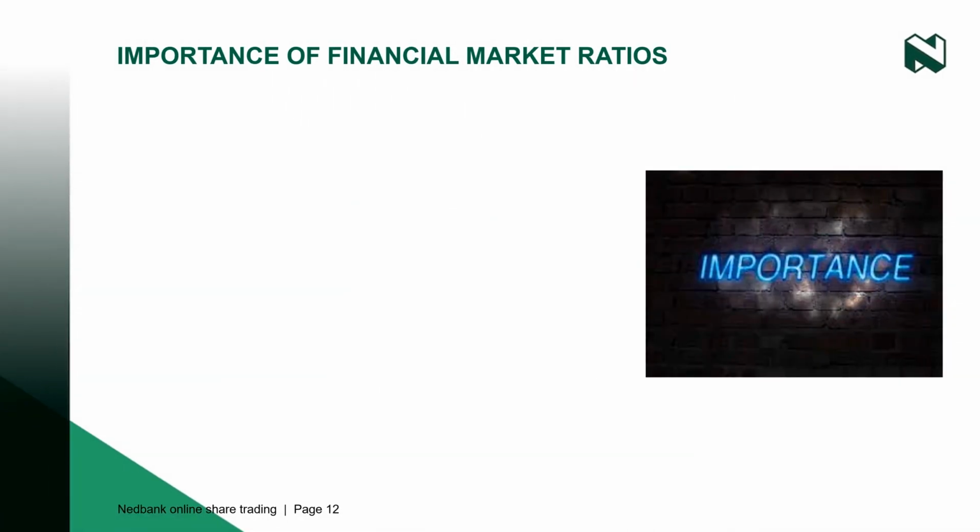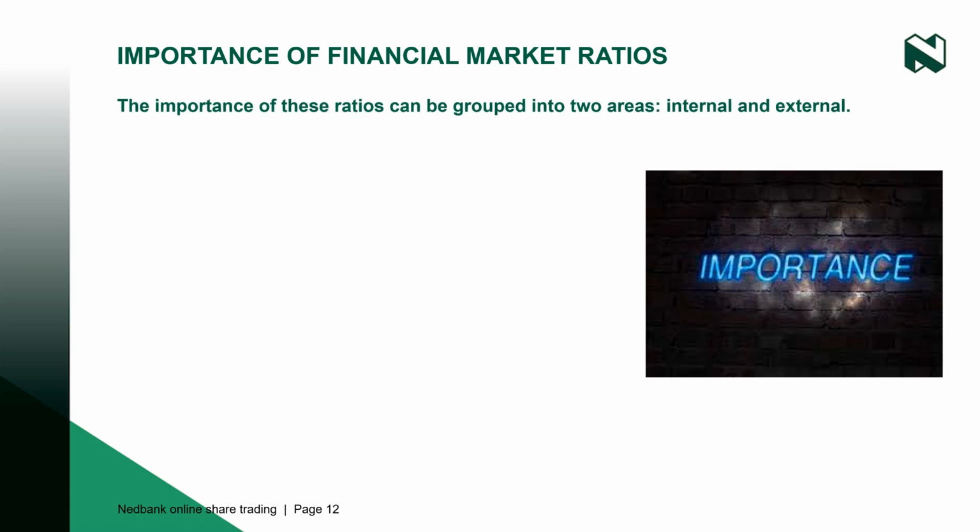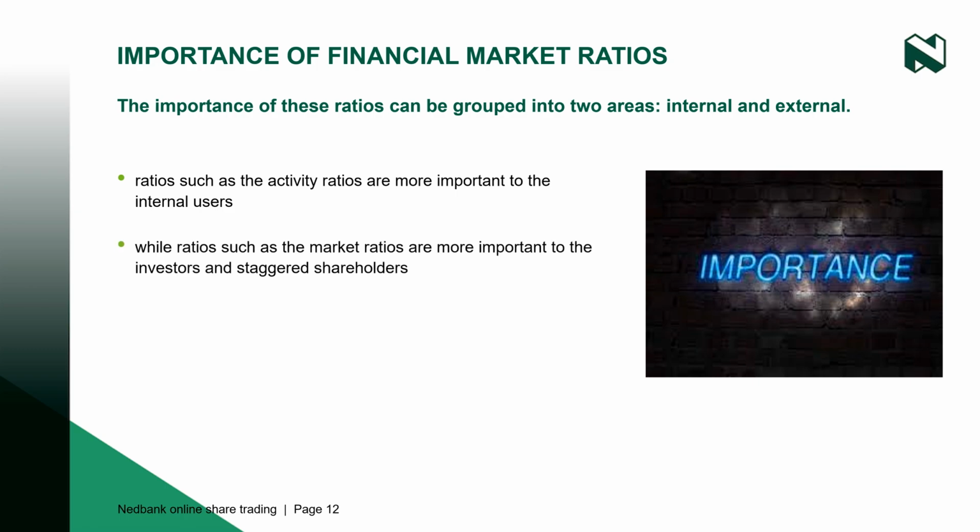By now you're probably asking yourself how important these ratios are. Well, in general, their importance can be categorized into two areas. Important for internal users such as the management or the board of directors, and important for external users, such as shareholders and prospective investors. Ratios important to internal users would include the activity ratios, while ratios such as the market or valuation ratios are more important to investors and shareholders. Other ratios such as solvency and profitability are equally important to both the internal and external users.